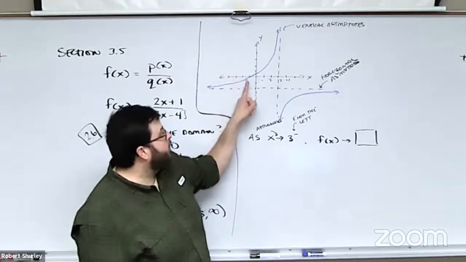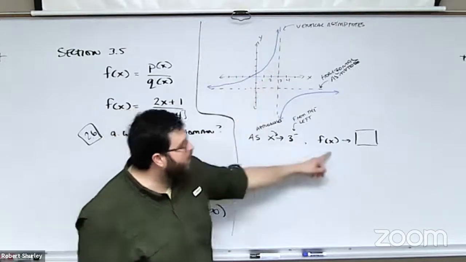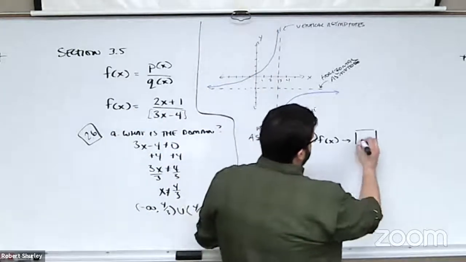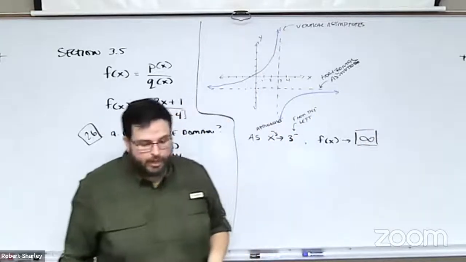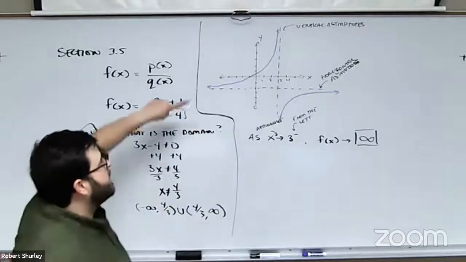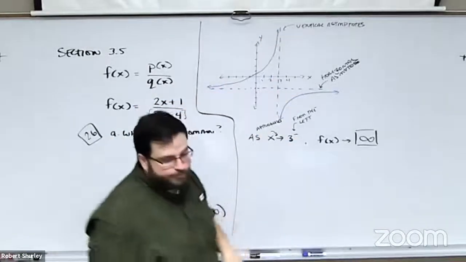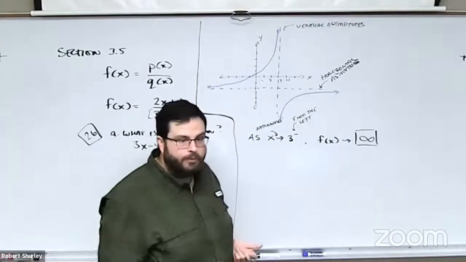look at the x values here: -1, 0, 1, 2. Well, the y values are going to positive infinity because it's going up, okay? The y values are going to positive infinity because that blue line is going up.